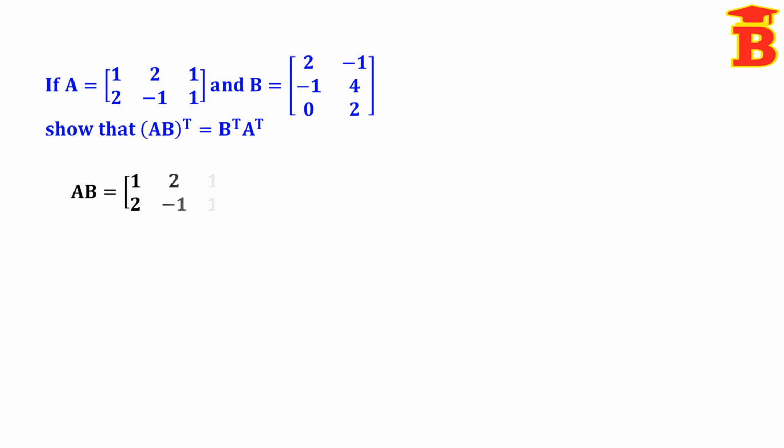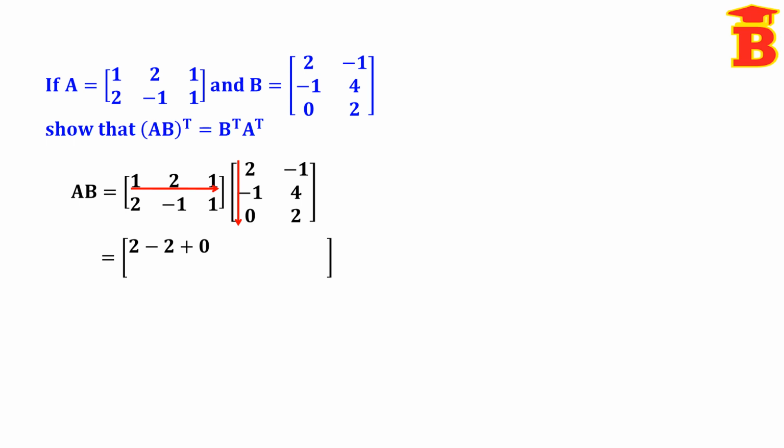So AB equals A, the given matrix [1 2 1; 2 -1 1], into B, which is also a given matrix [2 -1; -1 4; 0 2]. Now we have to multiply these two. We use the row by column method. Take the first row, multiply with the first column: 1 into 2 is 2, 2 into minus 1 is minus 2, plus 1 into 0 is 0.